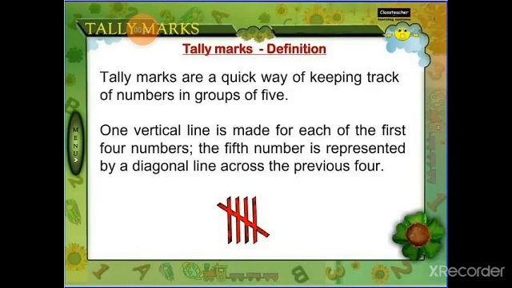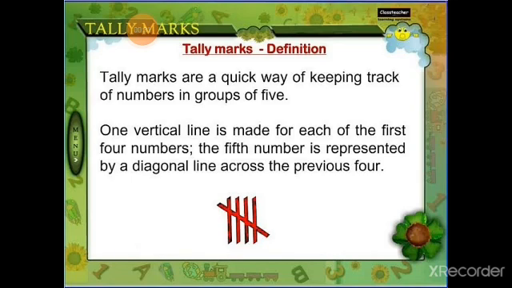Tally marks is just a way of expressing numbers using vertical lines and also counting in groups of 5. One vertical line shows the number 1, 3 vertical lines represent number 3, and 4 vertical lines show number 4. If you want to express number 5 using tally marks, you can look at this picture. What is shown is number 5.